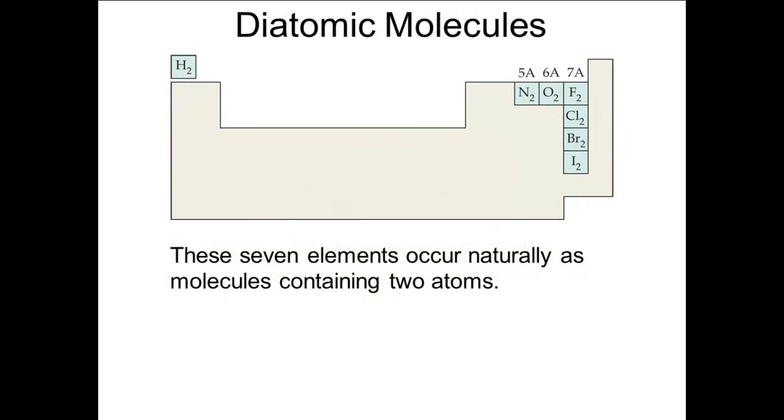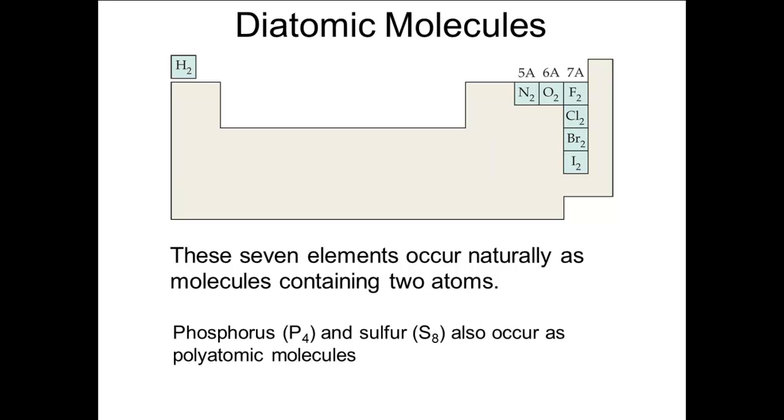There are 7 elements that are diatomic, that is, their molecules have 2 atoms. These are all nonmetals. You should learn these and know them. In addition, 2 other common nonmetals occur as polyatomics: phosphorus, P4, and sulfur, S8.